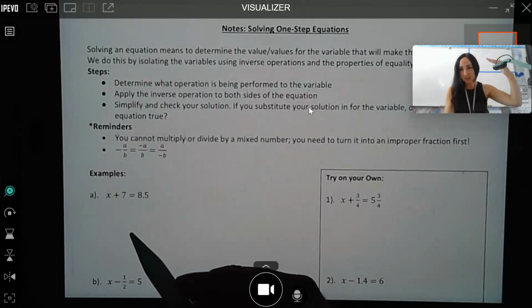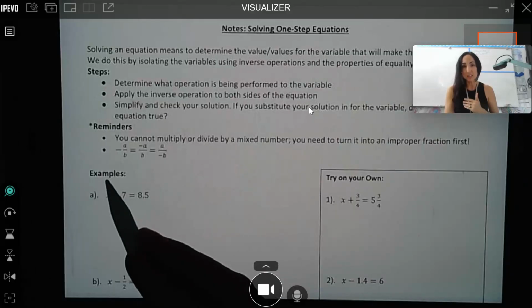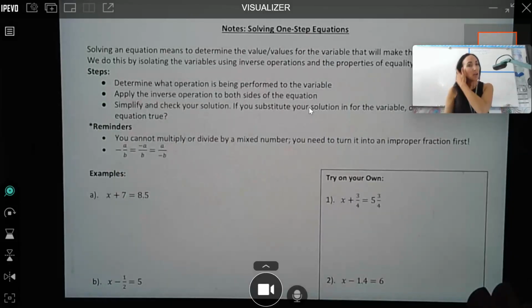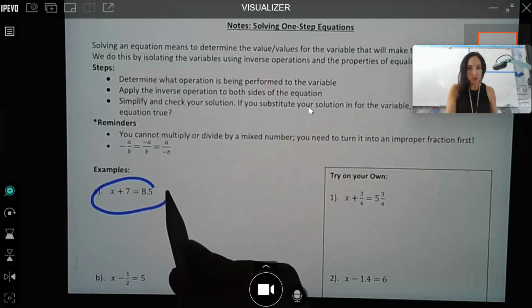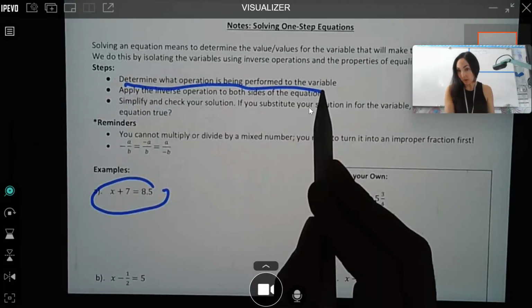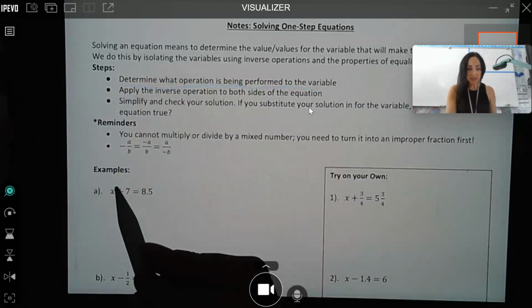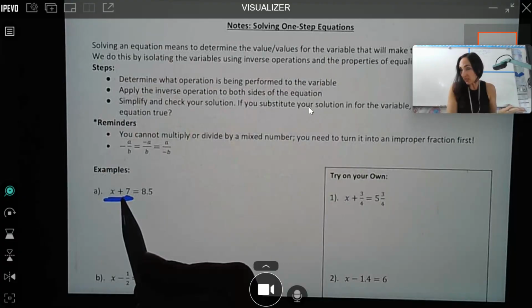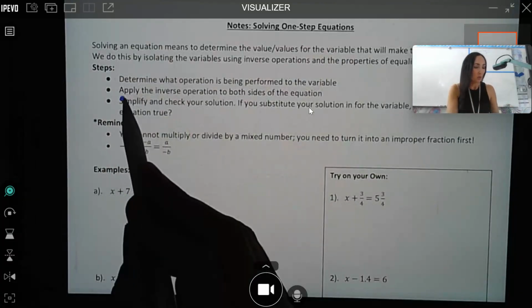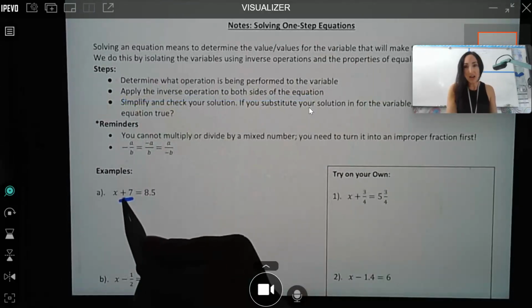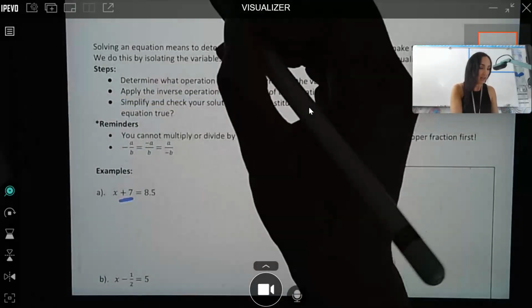So we're going to be showing the inverse operation happening to both sides of the equation and simplifying vertically. When I look at this equation, the first thing I need to do is determine what operation is being performed to the variable. I see, okay, we're adding 7 to x. Then I want to think, what's the opposite of adding 7 to x? We're going to apply the inverse operation to both sides. The opposite of adding 7 is subtracting 7.